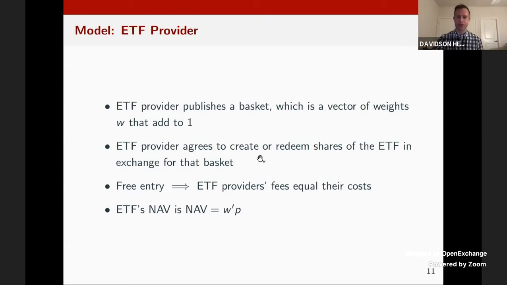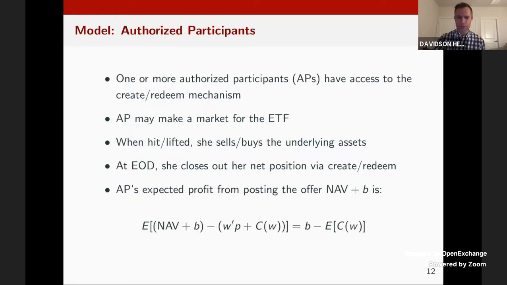And the ETF provider says, I will create or redeem shares of the ETF in exchange for that basket I've posted, the W's, at the end of every day. Let's say they incur some costs in so doing, but because there's free entry in the model, the returns to being an ETF provider get competed away very quickly to 0, which seems like a reasonable first pass. We think the market for being an ETF provider seems pretty well populated and pretty competitive. Okay.